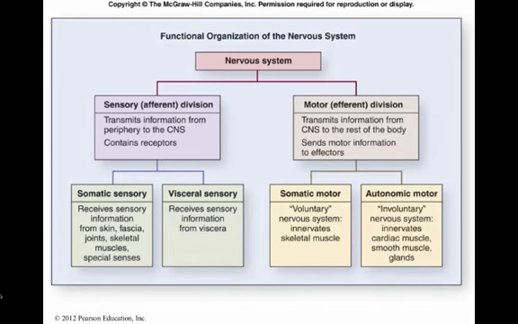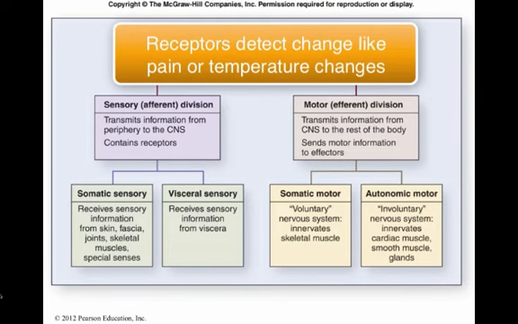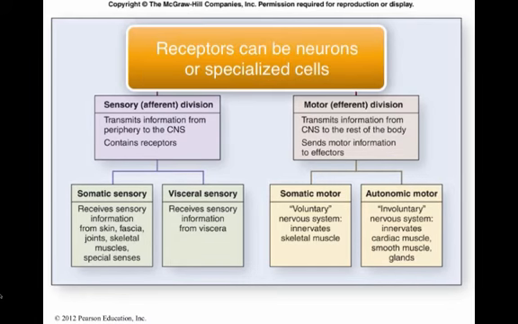To look at functional classification, we can divide the peripheral nervous system into an afferent division and an efferent division. The afferent division brings sensory information to the central nervous system from receptors in areas like the skin or muscles. Receptors are structures that can detect changes in the environment, either internally or externally. Receptors can be neurons or they can be specialized cells.